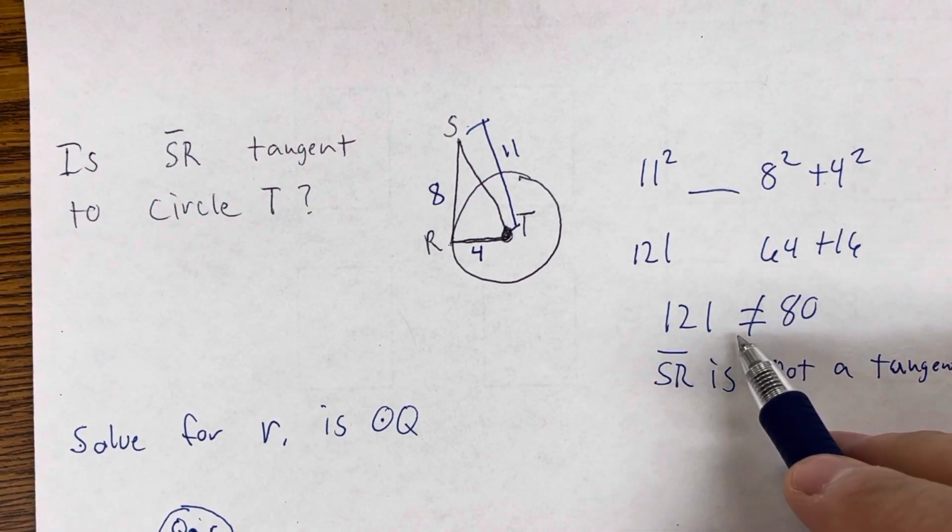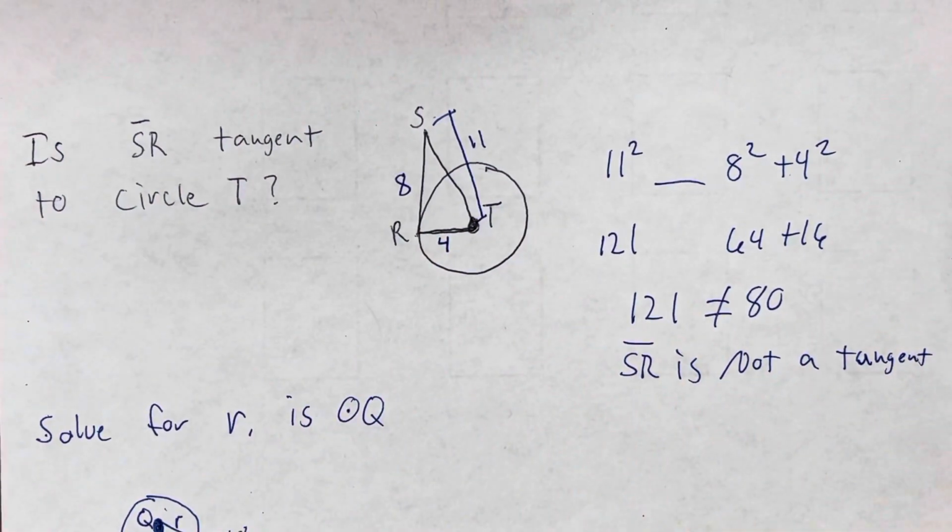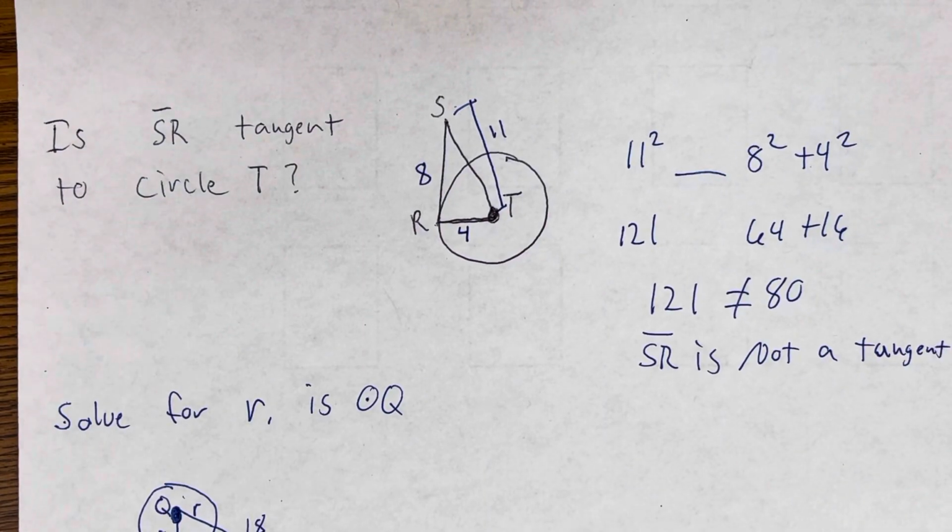If these would have been equal, it is a tangent. It has to be a right angle. Since it didn't satisfy Pythagorean's theorem, we cannot state that it's a tangent.